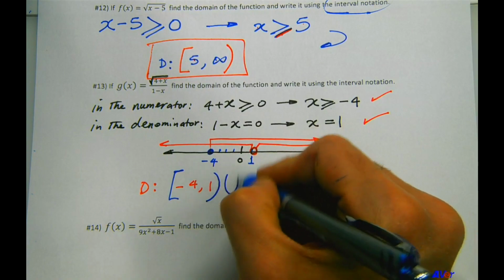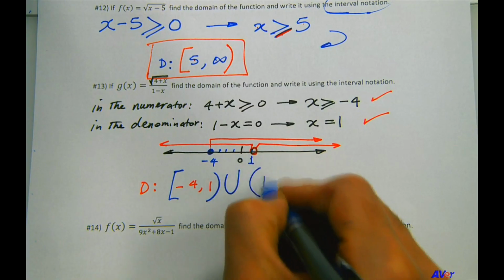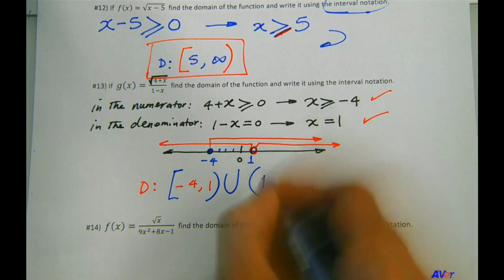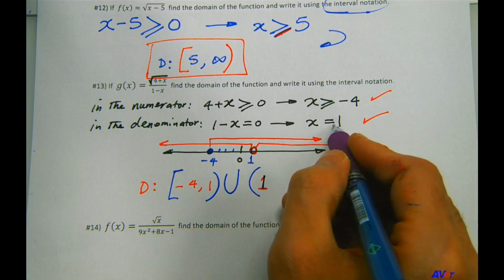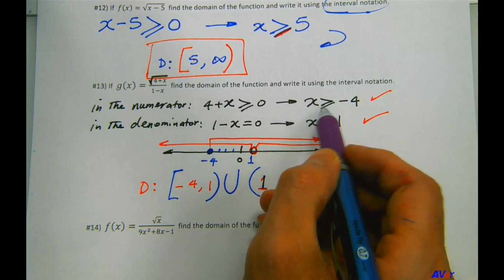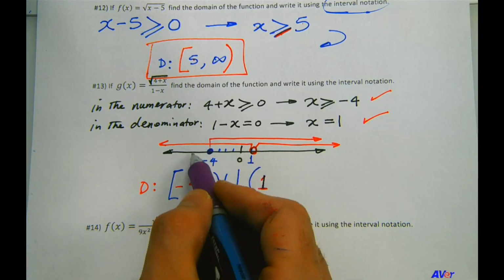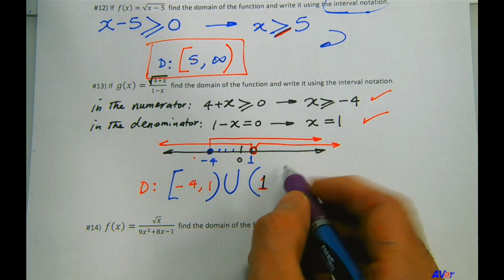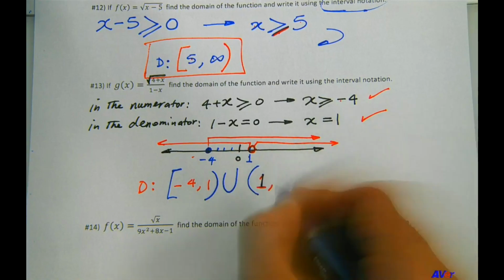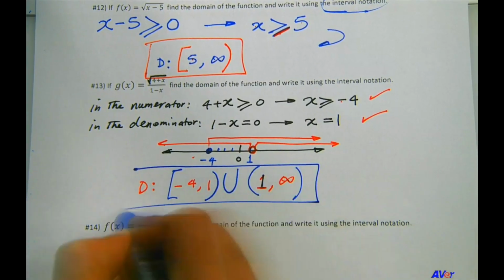Union the other piece that is overlapping. After 1, none of these have any issues with that, right? It's just at 1 that things start to get problematic in the denominator, and it's also anything less than -4, or -5, -6, something like that, that would be problematic. So anything greater than 1 satisfies both this condition and this condition. So we have that. Okay, so this is the domain of that function.